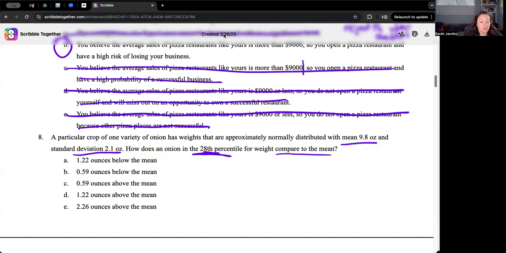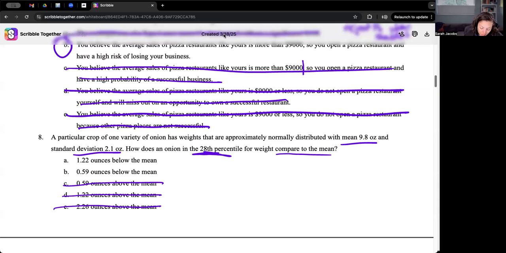I'm going to get rid of dumb answers first, and get a little accustomed to what my answers are actually saying. 28th percentile is below average. Average is going to be the 50th percentile. So I know that my 28th percentile onion is going to be below the mean. So A works because it says below the mean. B works because it says below the mean. The rest of these say above the mean. Well, that's just not going to happen. If we're at the 28th percentile, we're below average. Done. We've now taken this from a 20% chance if we have to guess to a 50% chance if we have to guess. That's way better.